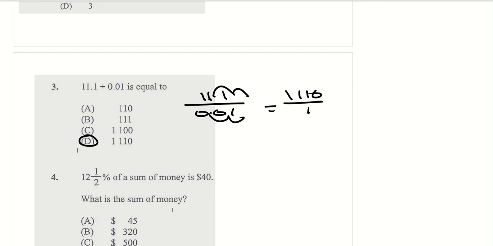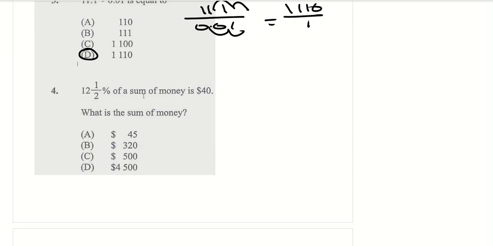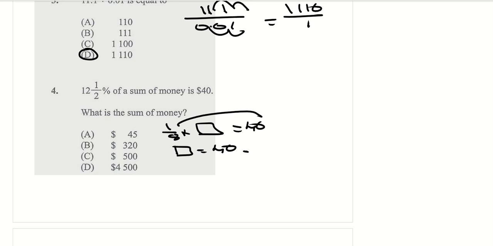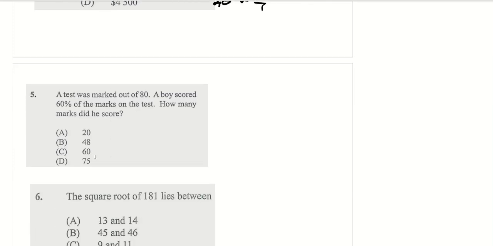which is D. Number 4, 12.5% of a sum of money is 40. What is the sum of money? Now, we need to remember that 12.5% is 1/8. So they're saying 1/8 multiplied by some value is 40. If you carry across, multiply by 1/8 will turn to divide by 1/8, which is 40 multiplied by 8 over 1, which is 320. The answer would be B.